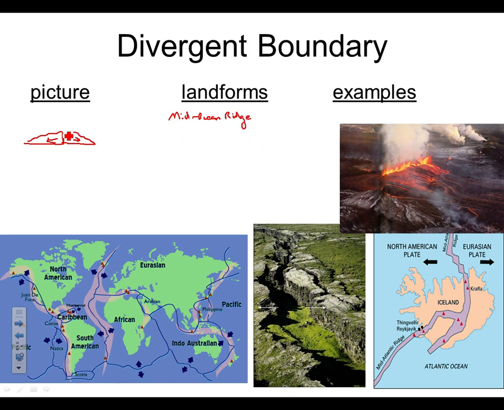What's in the center of the mid-ocean ridge? Well, that would be a valley. So valleys. Other landforms, I guess you could just say oceans if you wanted to say oceans or seas. So I'll say ocean slash seas. Are we going to have any earthquakes at divergent boundaries?